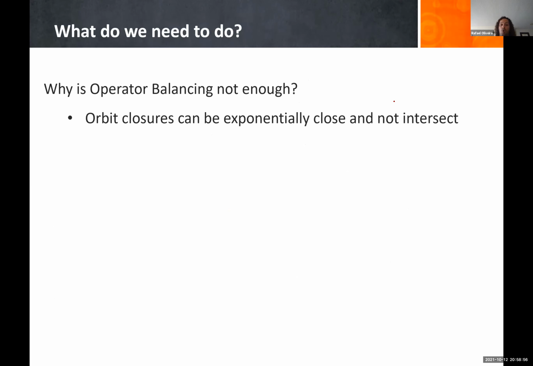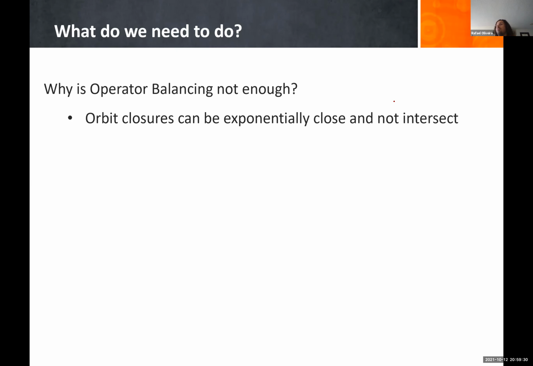And why is it not enough? It's because orbit closures can be exponentially close and not intersect. Unlike the null cone, if you have 0 and you have an integer point, you will be very far from 0, as we saw. But you can have 2 integer points whose orbit closures will be exponentially close. So our epsilon naught for orbit closure intersection is inverse exponential.